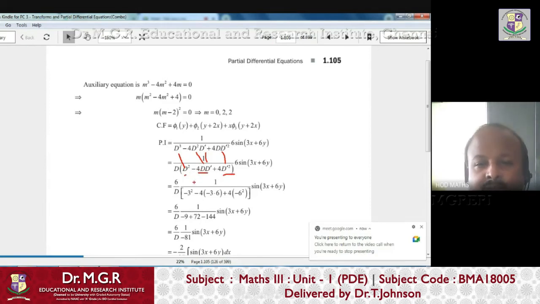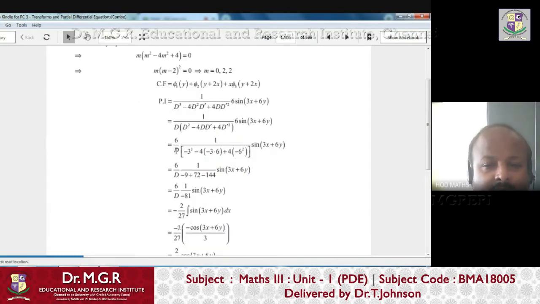Okay, now here you can substitute, but you can't substitute for D, but you can substitute for D square term, D dash term, D dash square term. The coefficient of x, that is 3. So here you can substitute minus 3 square. For D dash square, you can substitute the coefficient of y, that is minus 6 square. And for D D dash, you can substitute minus of coefficient of x and coefficient of y. That is here and here. Then you will get a nice term, minus 81, right?